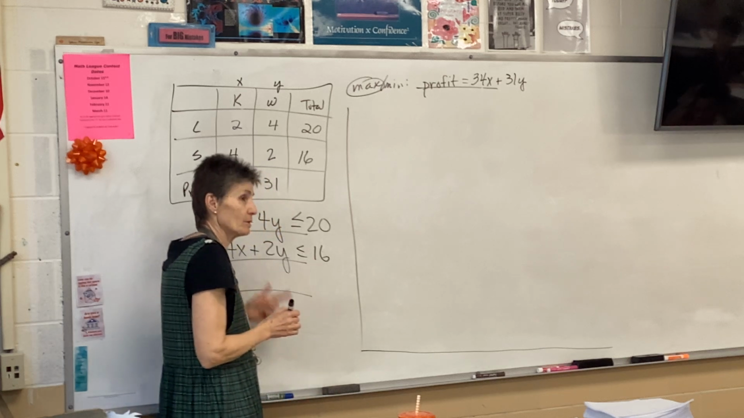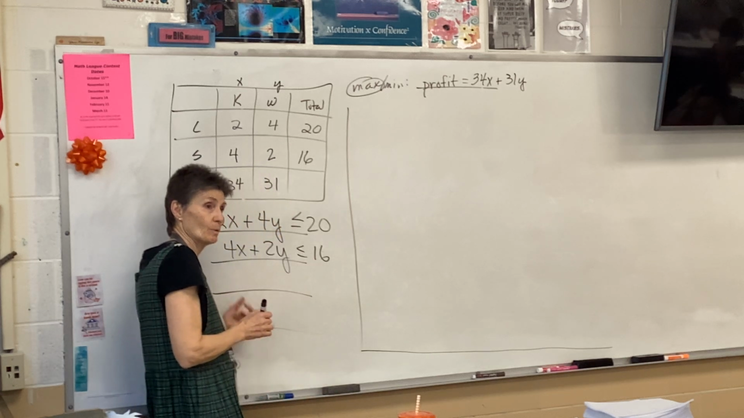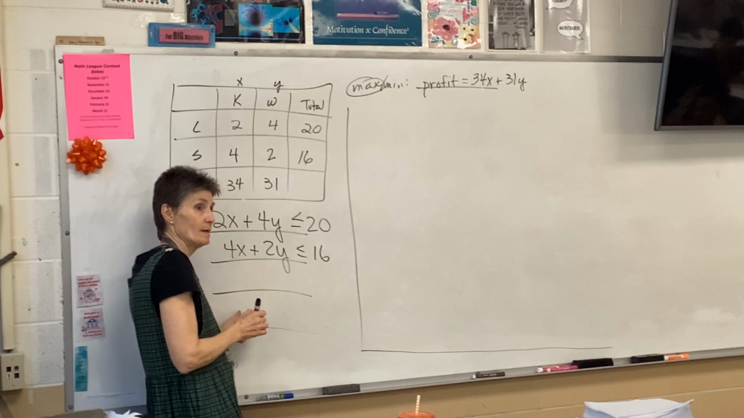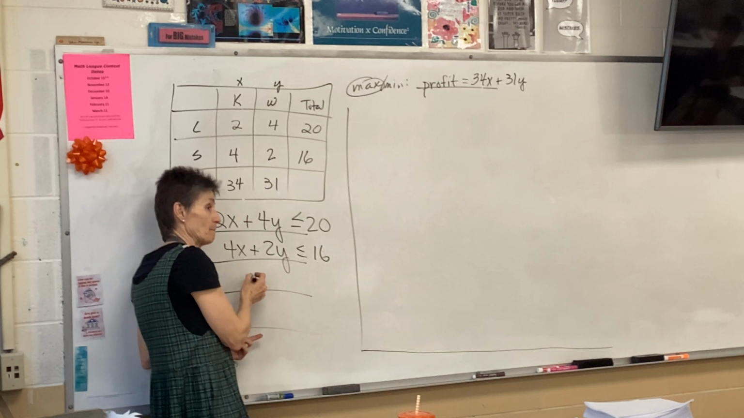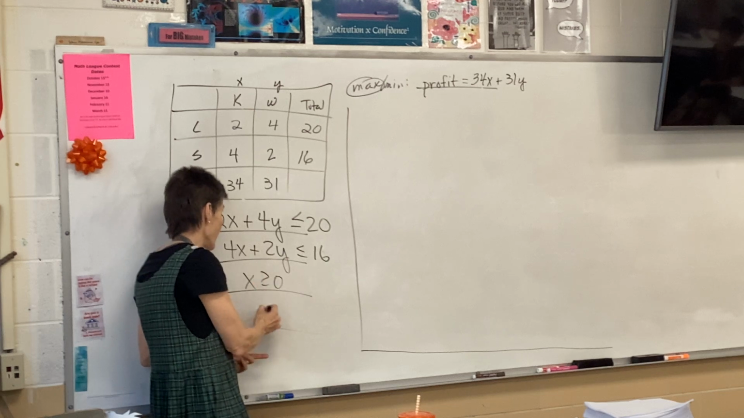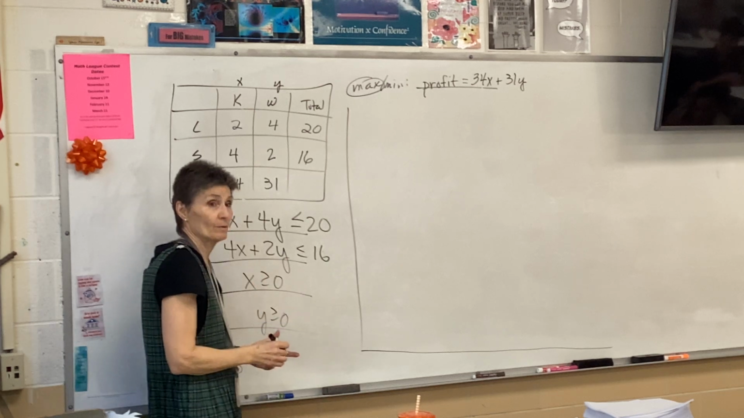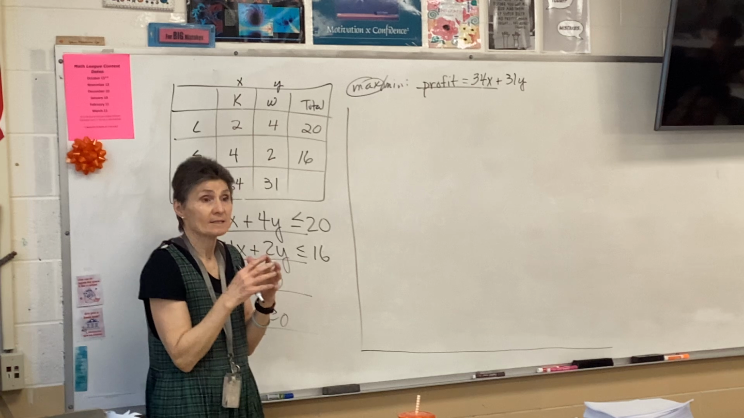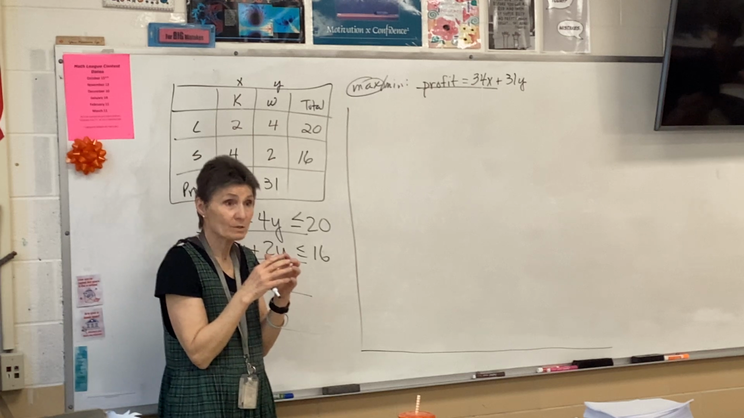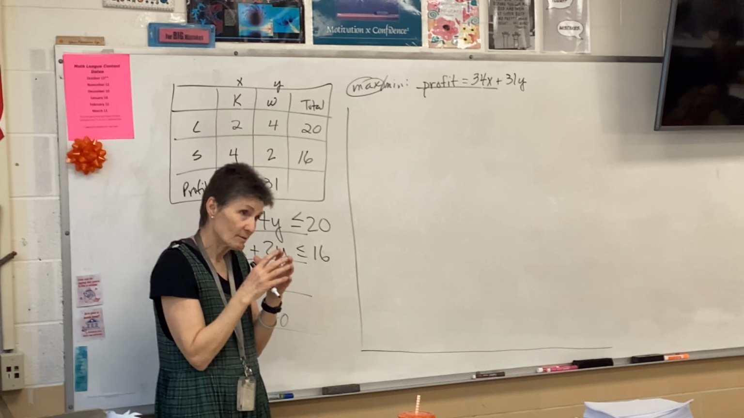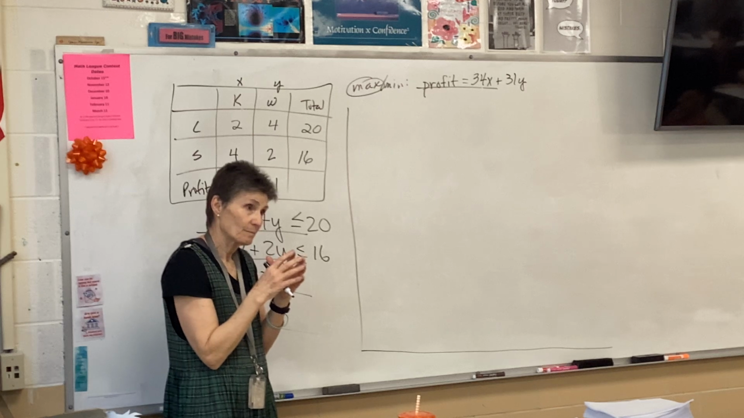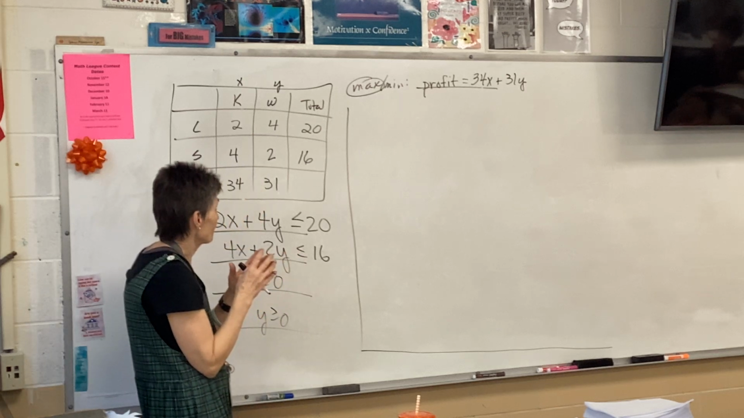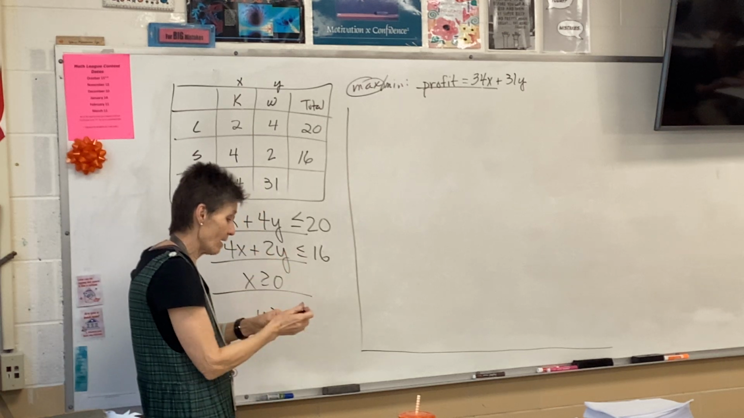Are there any other constraints? Yes. What are my implied ones? They're not in the chart, but they're implied in the problem. X and y are both greater than or equal to 0. X is the number of suits. You can't have negative suits. All right, let's graph it. Here we go.